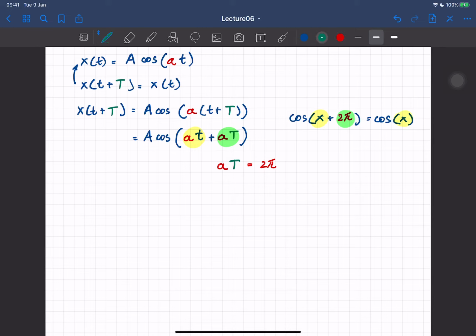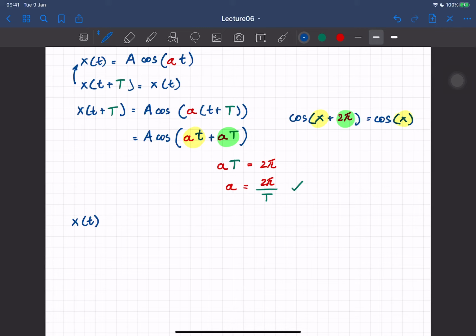So that means a, which is the thing that we always wanted, is simply 2 pi divided by the period big T. Okay, so this is what we want. In other words, if a is equal to this, then when you increment time by 1 period, the whole thing looks exactly the same, which is what we want. So we have figured out everything that we wanted.